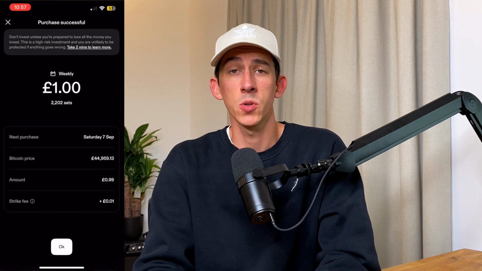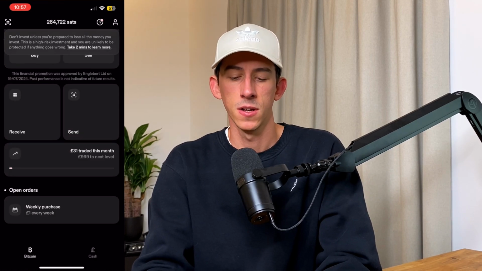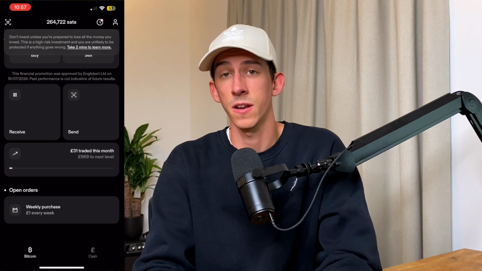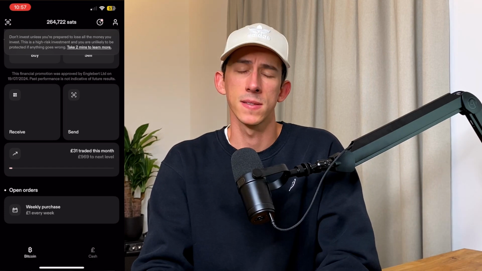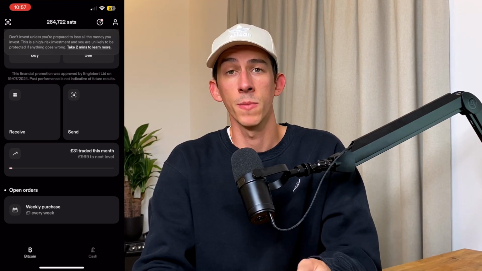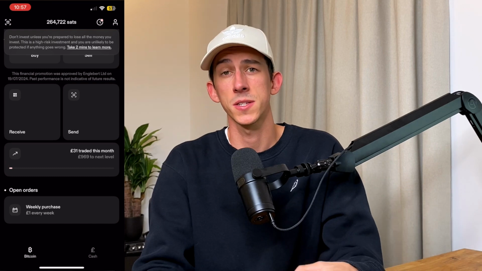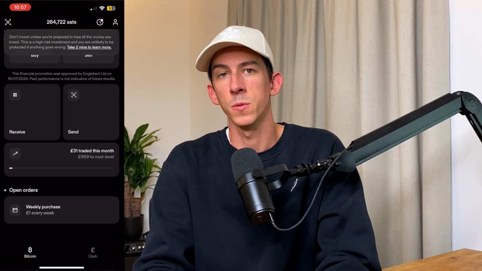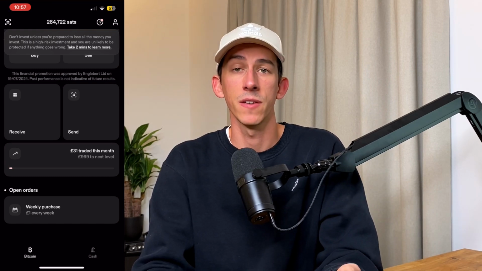All you need to do is make sure that you keep the account topped up with cash. So I've got £5 in here, so that's only going to last me 5 weeks. So I'm just going to need to remember to put money into my Strike account so that the strategy can play out. And you could, for example, set up a direct debit on payday if that's something you wanted to do.